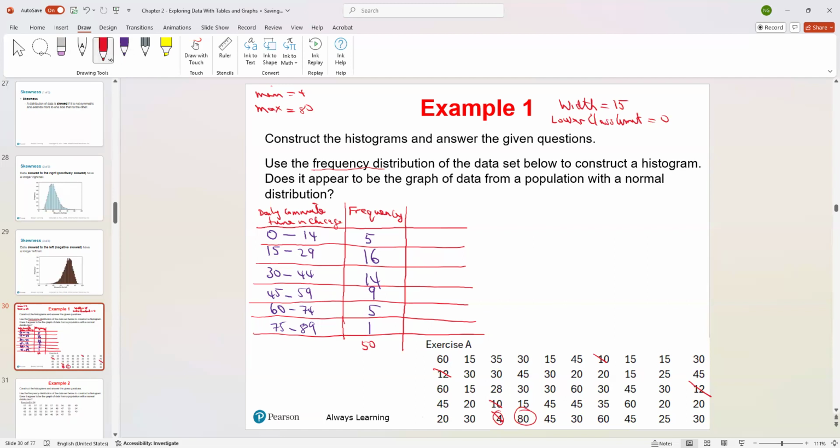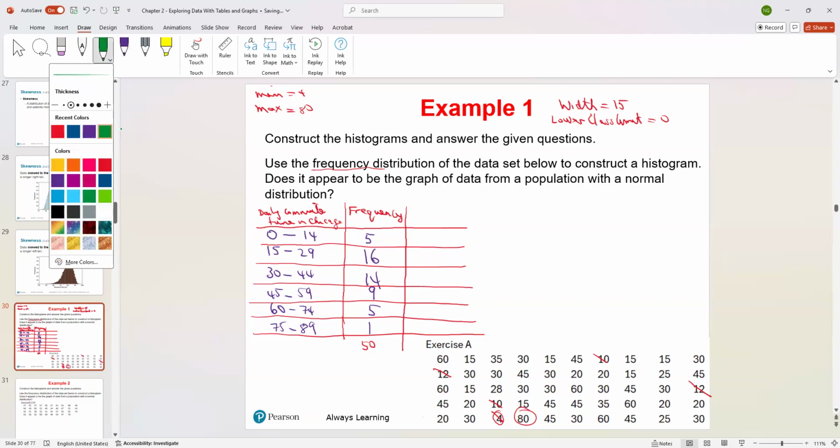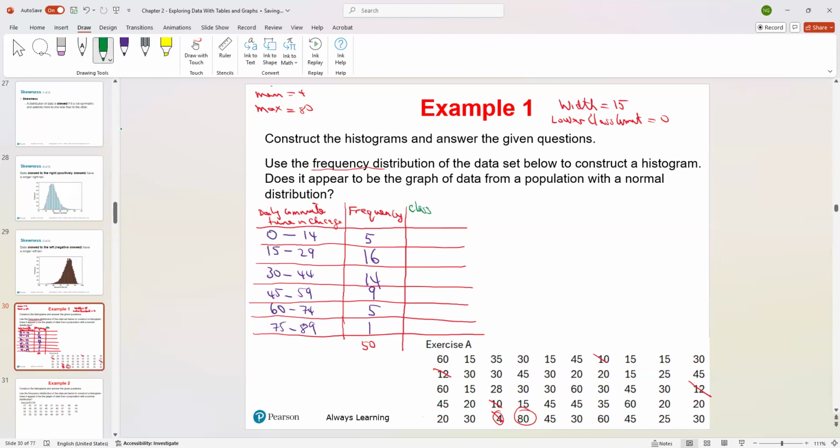Now, what do they ask us to do? Use that data set to construct a histogram. When we construct a histogram, we must add a few other columns. One of the most important columns we should add, we call it class boundaries.